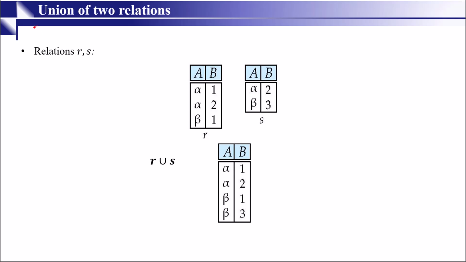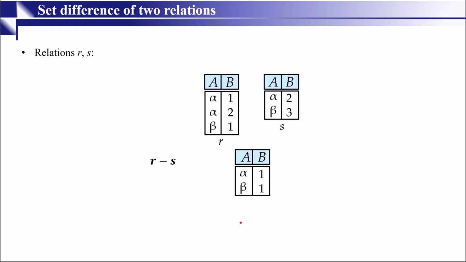Then we have union of two relations. This union operation combines tuples from two relations. For example, here we have R and S, right? So R and S, when we say union, it means all of them, or you can say OR operator, right? So alpha and 1 will come here. Alpha and 2, because both are the same, it's common, so it will come once only. Beta and 1, beta and 3, all together, or you can say union. It's a way to merge data from compatible relations, ensuring no repetition.